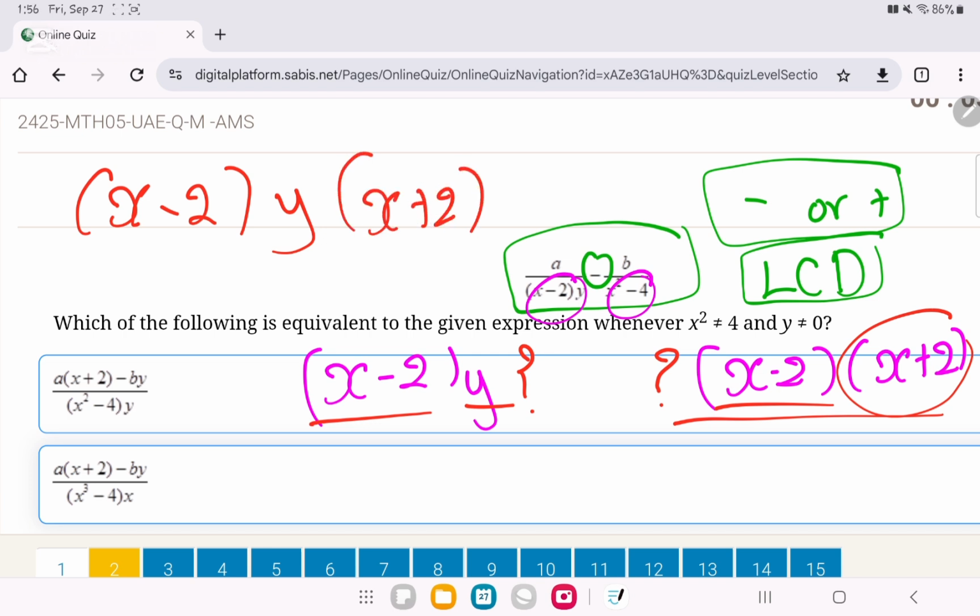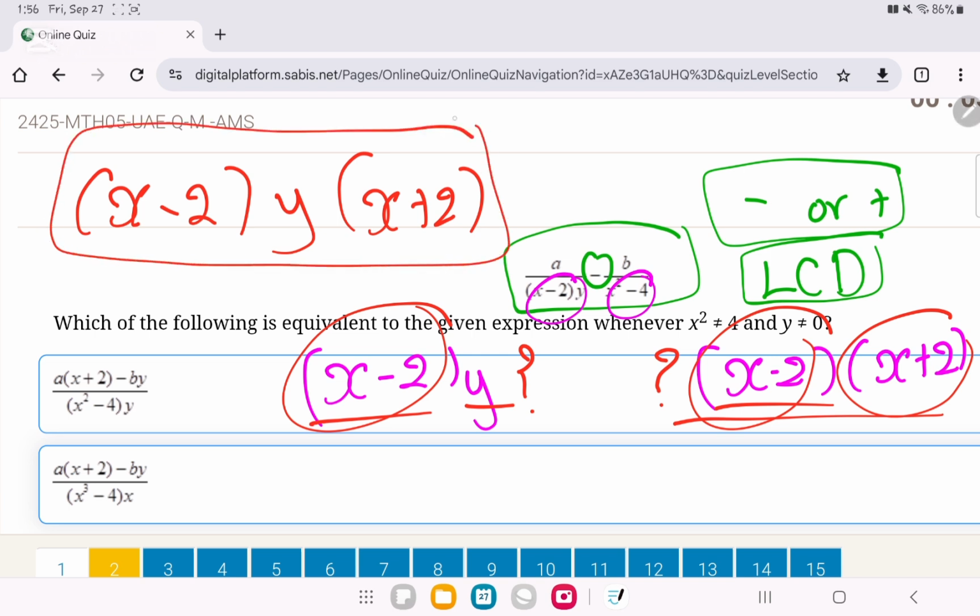So the point of least common denominator is that it takes everything, but it takes the least possible value. So if you have here 1 and here 1, you don't take 2, you take only 1. But then you take everything, you know? So it took x minus 2, it took y, and it took x plus 2, but it took the least possible values. So that is how we found our least common denominator.